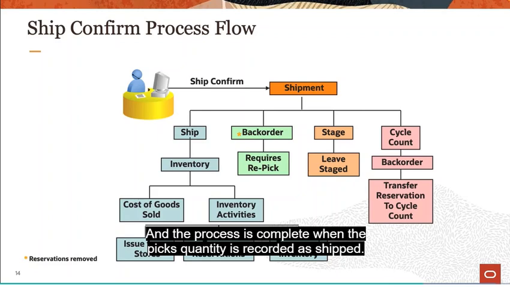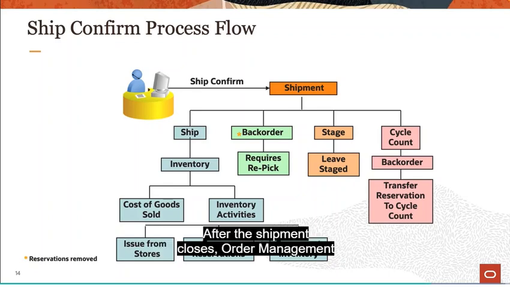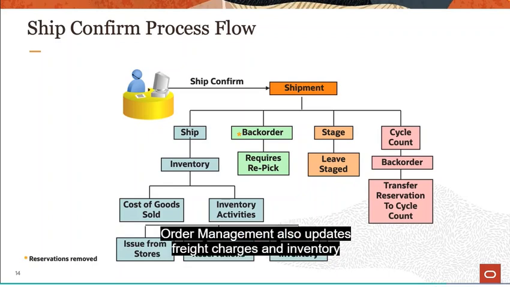After shipped, the shipment is sent back to order management. After the shipment closes, order management updates the order line with shipped quantities and sets the line status to shipped. Inventory issues the material, reduces on-hand balances, and removes the reservation. Order management charges, and inventory creates distribution records that flow to the general ledger.